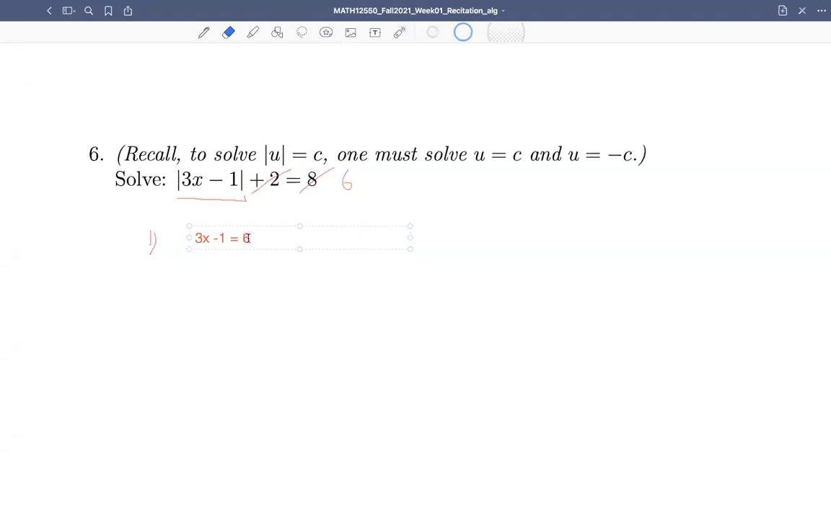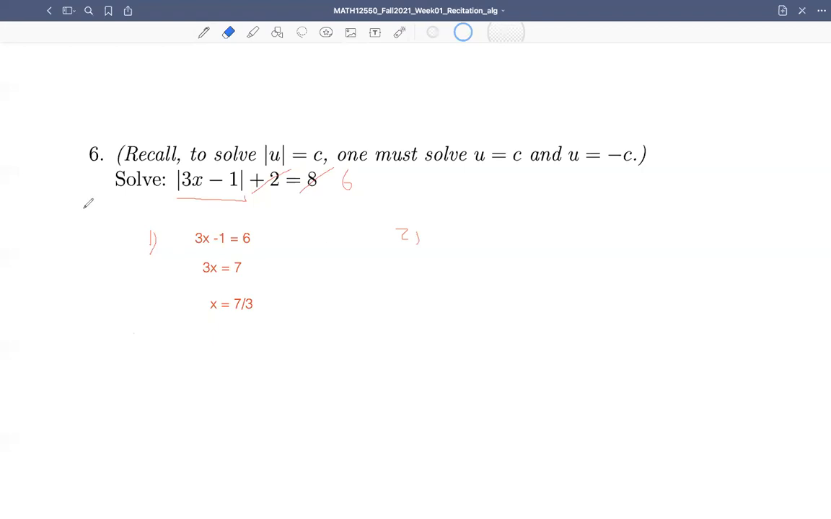So first case. Then we solve. We just get 3x minus 1. If it's positive, it just equals positive 6. Then we solve for x. We get 3x, add a 1 on both sides. 3x equals 7. Then we divide by 3 on both sides. So x equals 7 divided by 3. So that's the first solution.